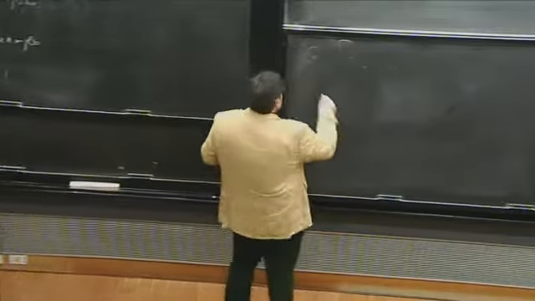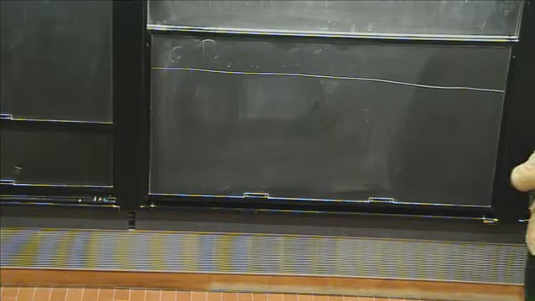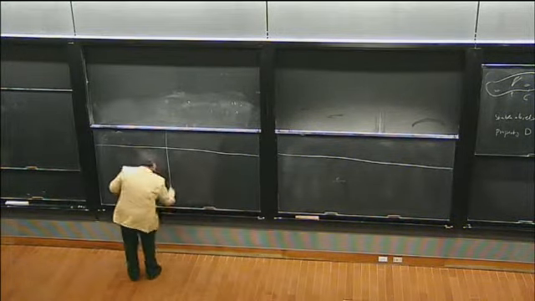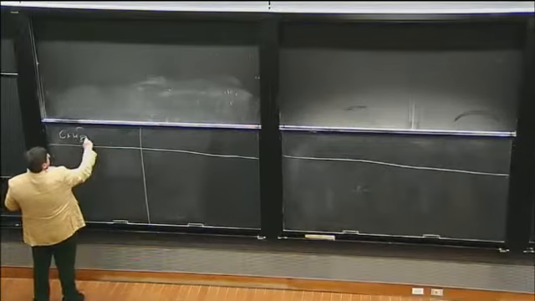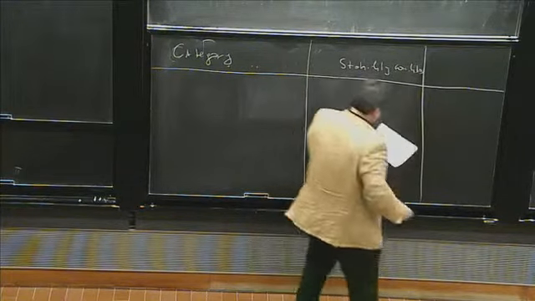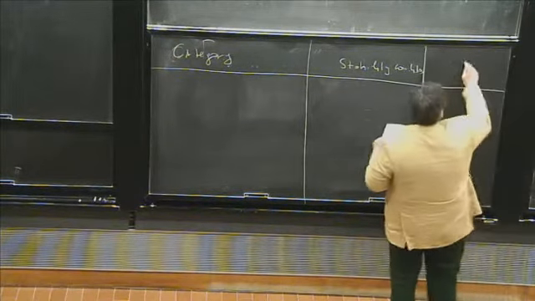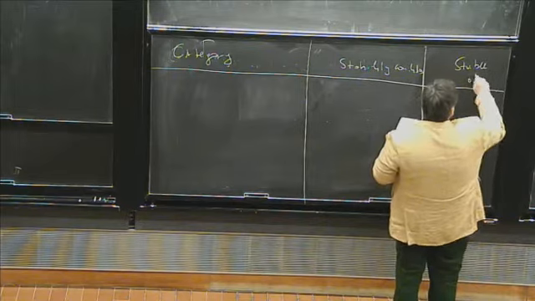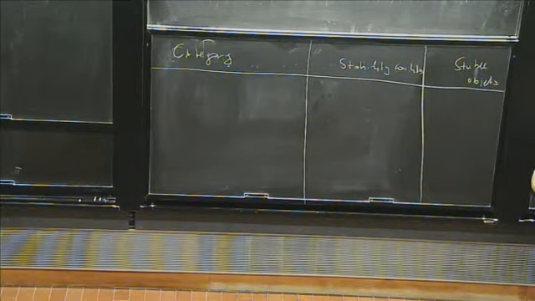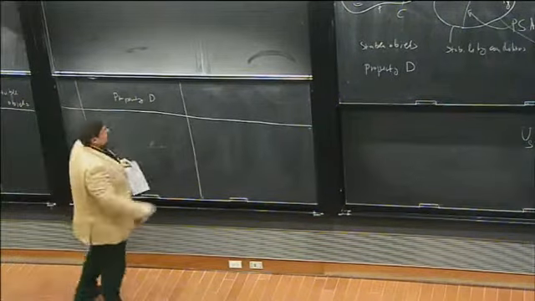So let's do the following table, just to save time. Category, stability conditions, stable objects, property D, and differential equations.